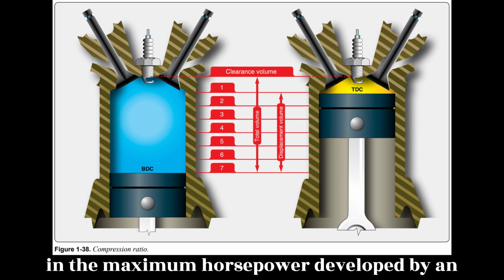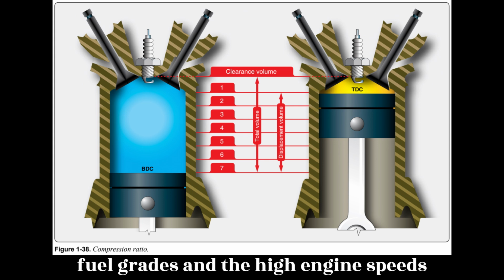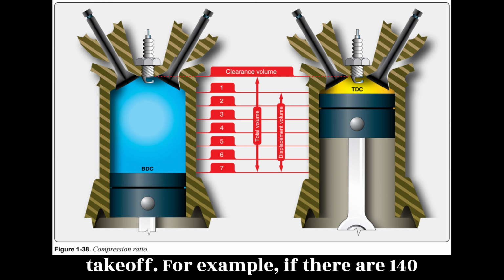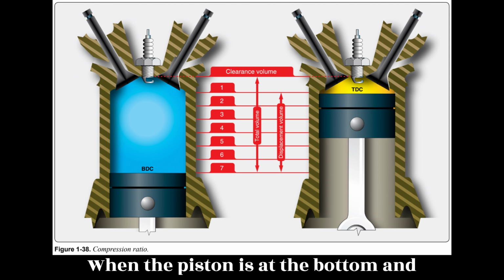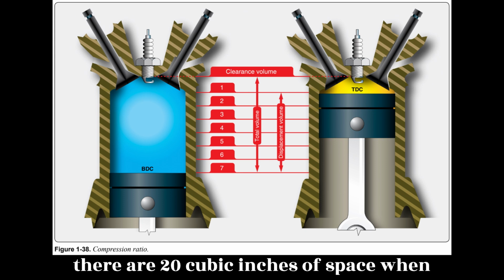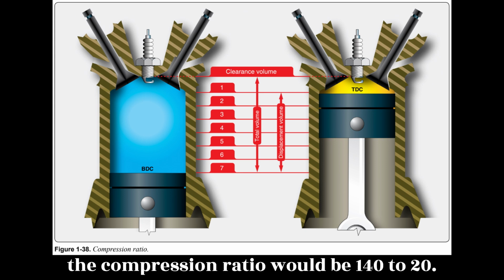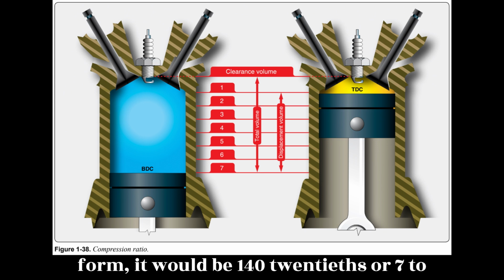Compression ratio is a controlling factor in the maximum horsepower developed by an engine, but it is limited by present-day fuel grades and the high engine speeds and manifold pressures required for takeoff. For example, if there are 140 cubic inches of space in the cylinder when the piston is at the bottom and there are 20 cubic inches of space when the piston is at the top of the stroke, the compression ratio would be 140 to 20. If this ratio is expressed in fraction form, it would be 140/20 or 7 to 1, usually represented as 7 to 1.